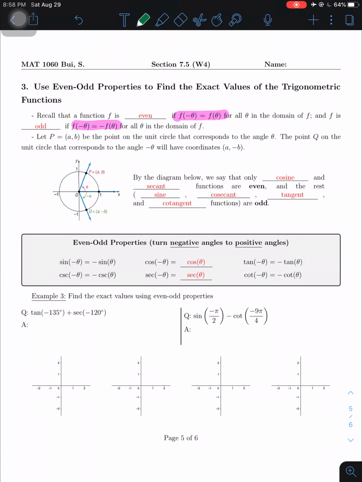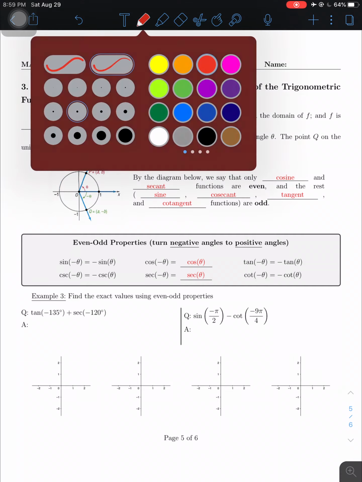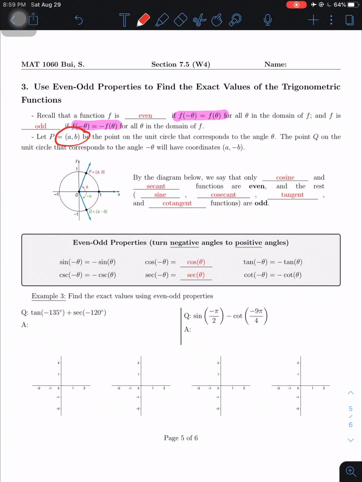Let's talk about the point that we had earlier. Let's talk about a point (A, B) on a unit circle. The letter A stands for the X part, and B is for the Y part. If you remember, X is for cosine and Y is for sine. Make sure you don't mix it up. That's one point, we call it P. Let's say we have another point Q.